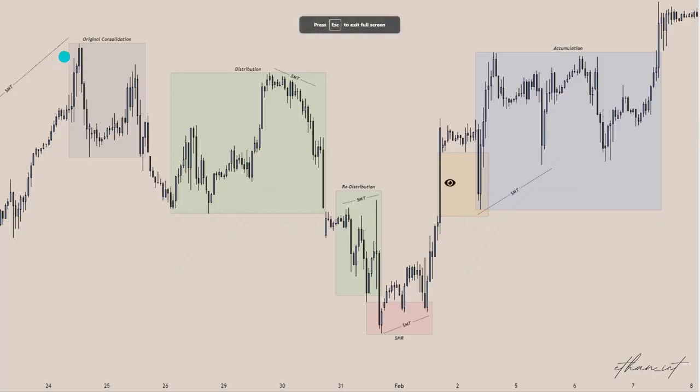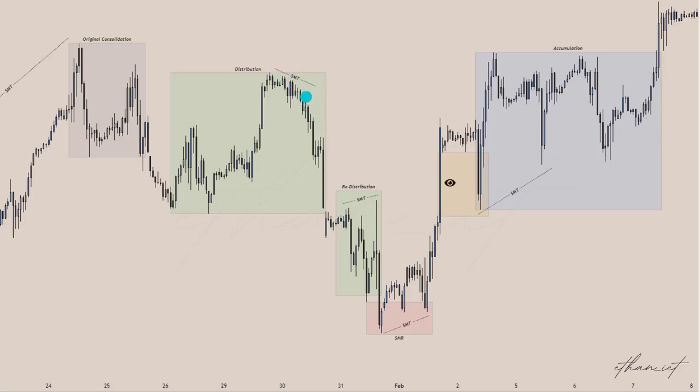We had SMT prior to this, creating that original consolidation, or you could say it's a smart money reversal for the market maker sell model that was occurring on the left side of the curve here, right? We have our original consolidation, distribution phase, SMT on the highs, right? Confirming that we're ready to go.